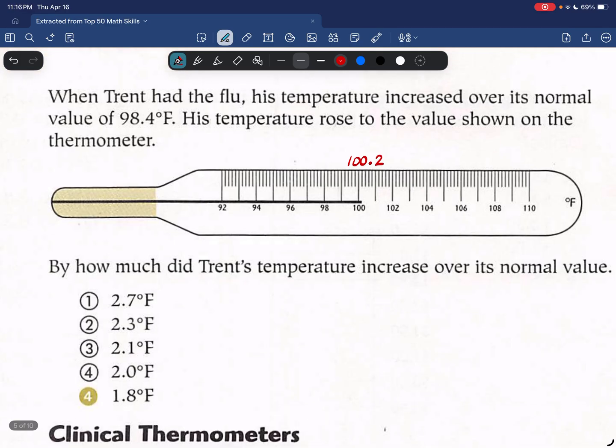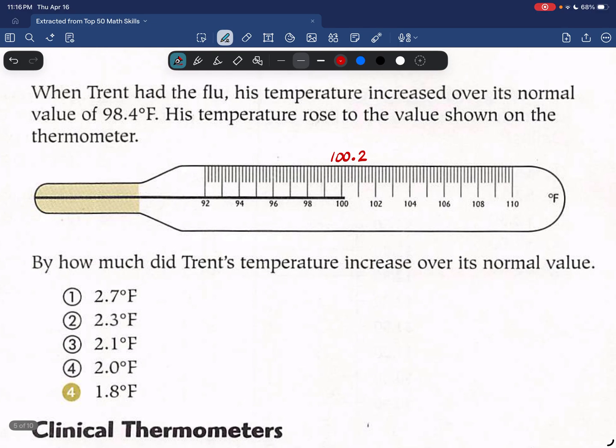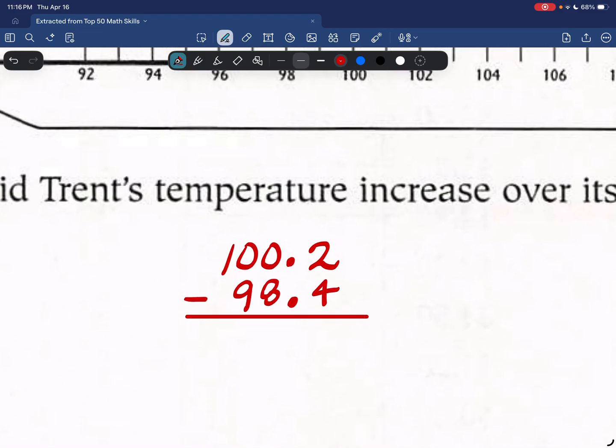Now, to find the amount of increase, how much higher it is, I would have to take the 100.2 minus the 98.4. And we want to make sure that we align those decimal points. And notice there's not a calculator icon. So that means I have to do this the old-fashioned way. And I will need to borrow.